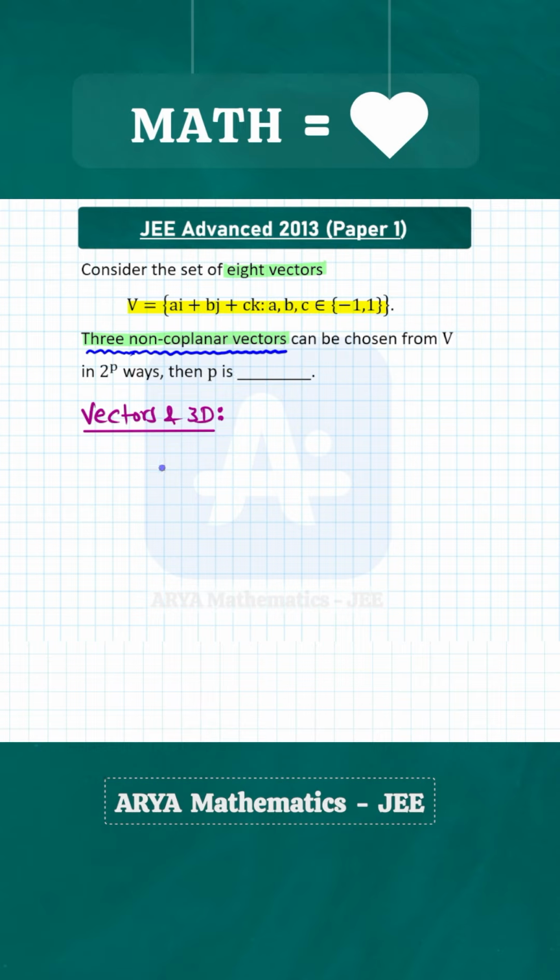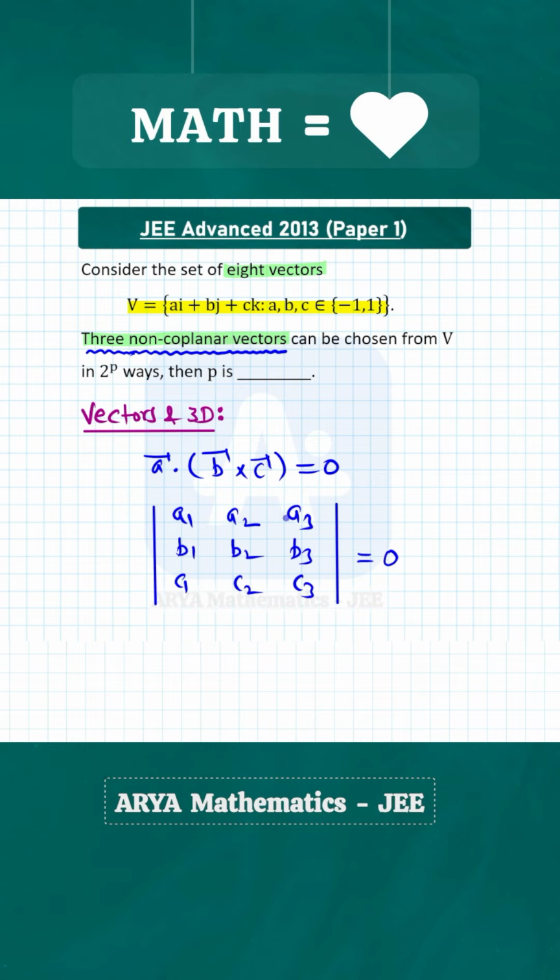We know that three vectors A, B, C are coplanar if their scalar triple product is 0. That means if A dot B cross C is 0, then we can say that the three vectors A, B, C are in the same plane. And in determinant form, we can write the same condition as the determinant of A1, A2, A3, B1, B2, B3 and C1, C2, C3 equals 0.